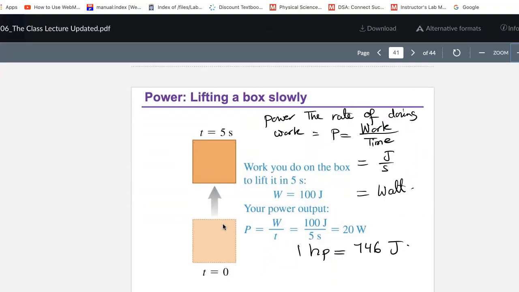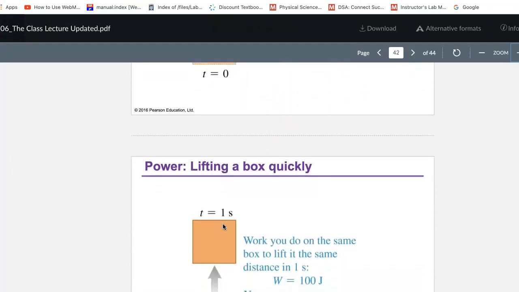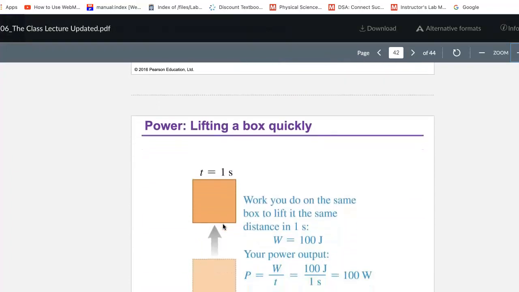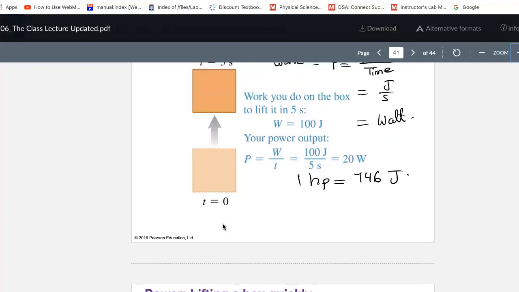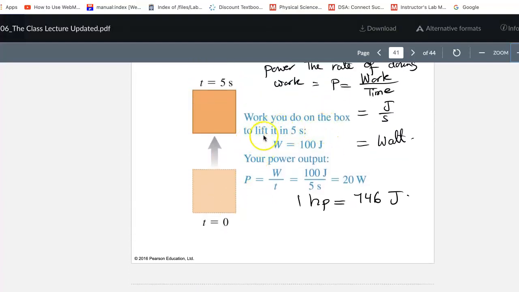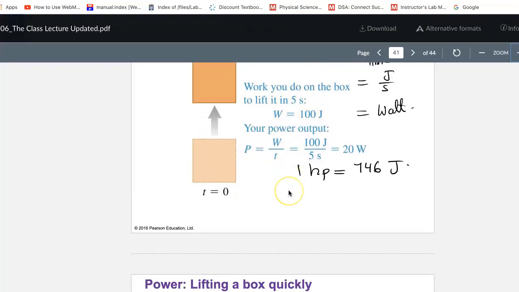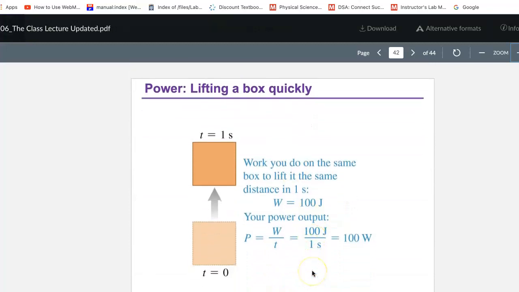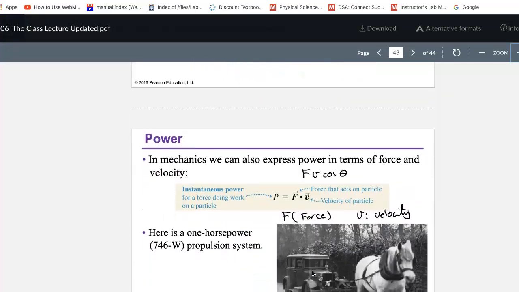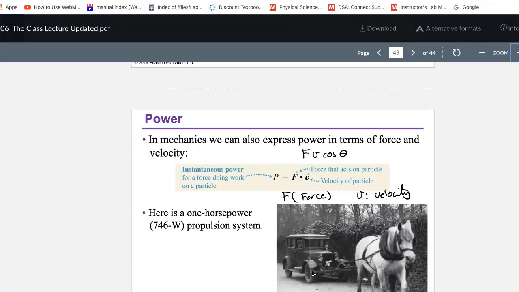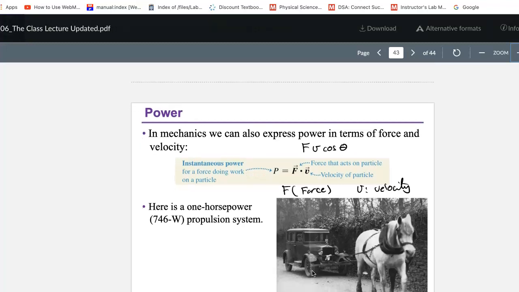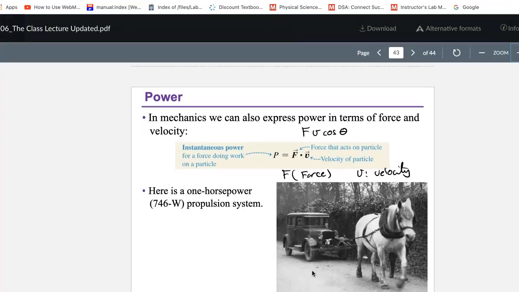Now, power is the rate of doing work, and it is work divided by time. Here time should be in seconds. Lifting a box here, the work you do on the box to lift it in 5 seconds is going to be 20, and if it is 1 second it is going to be 100 watts. This is the expression for the instantaneous power: P equals the scalar product of F dot v, which is F v cosine theta.